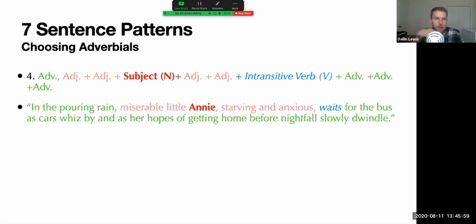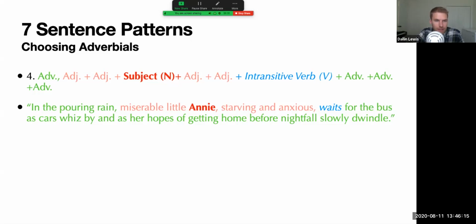So here's that sentence color-coded. Adverbials are in green, adjectives are in pink, with the subject in red and the verb in blue. And notice how the adjectivals are closely connected to the noun phrase that they're modifying. That's a good reminder that adjectivals cannot be moved around as easily as adverbials.